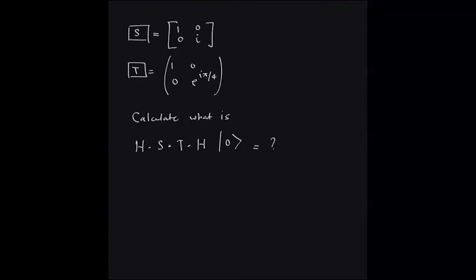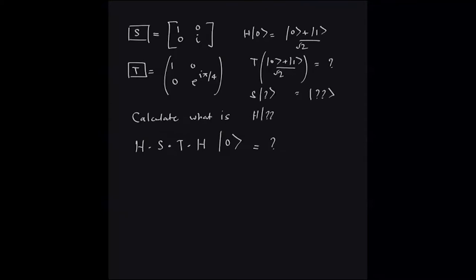And it's very simple. We already know what H on 0 is, right? So H on 0 is 0 plus 1 by root 2. Now you act, what is T on this? And then you act S on that. This gives something like this. And then you act, and this is the answer. You can use the fact that e is e to the power i pi by 2, whatever, pi by 2. That can simplify the computation.